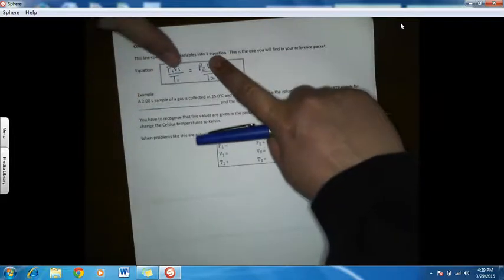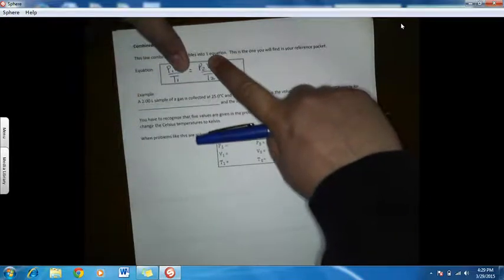If we were holding our pressure constant, those would cancel out, and we would get V1 over T1 equals V2 over T2, which is Charles' law. And then if we held volume constant, we would have P1 over T1 equals P2 over T2, which is Gay-Lussac's law. So what you really need to know is the names of the laws, but you don't have to memorize all the different equations, because this one, which is in your reference packet, will give you all the others.